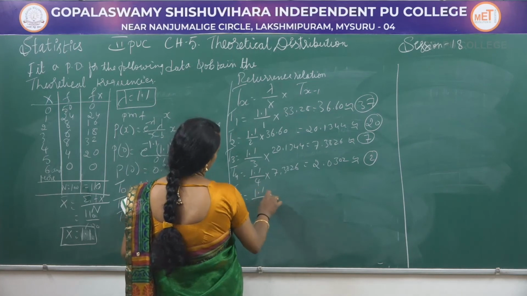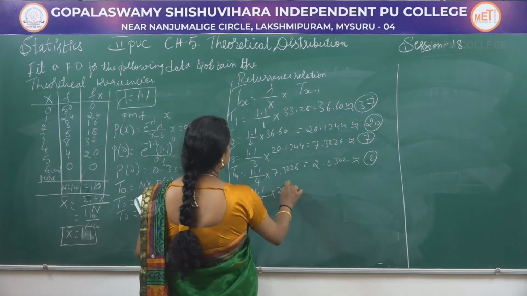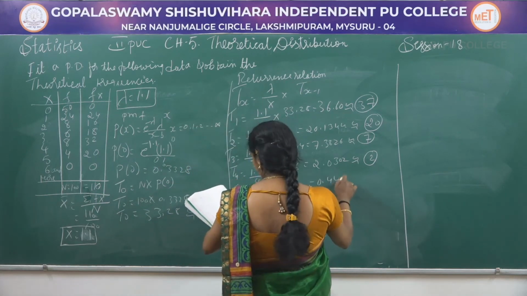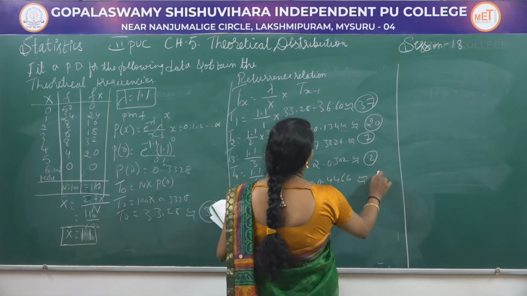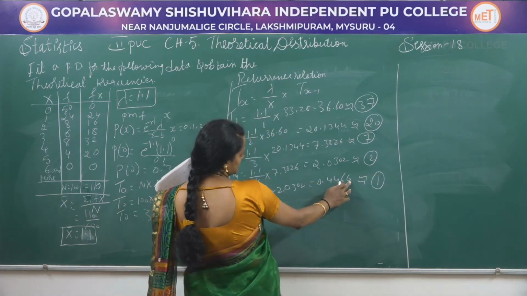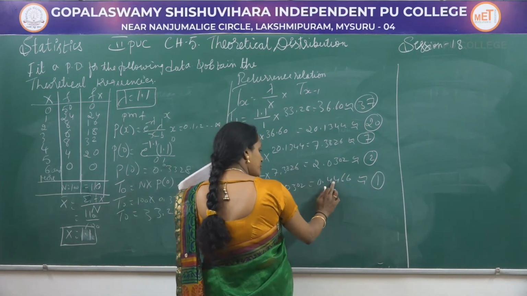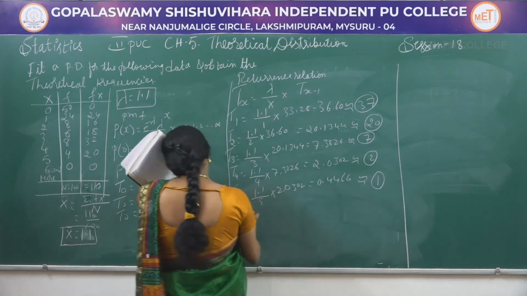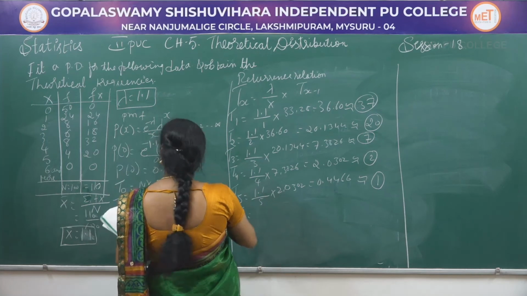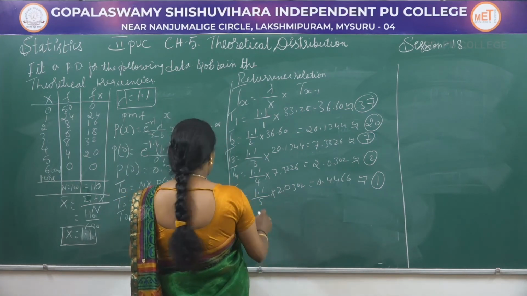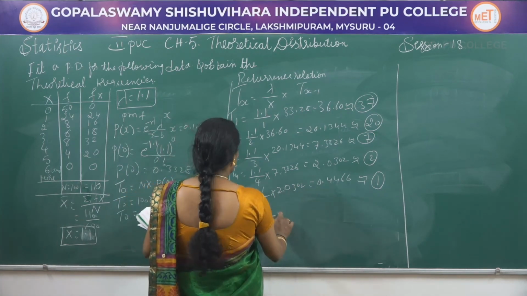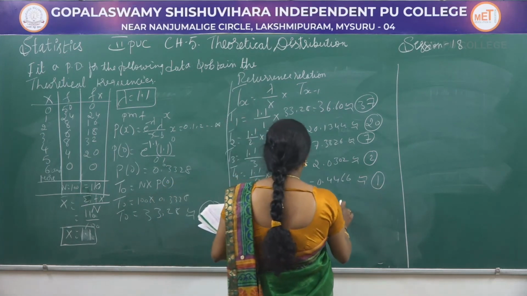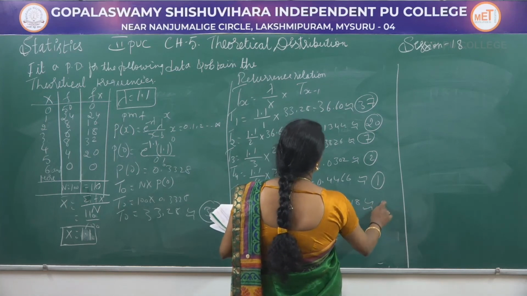T5 is 1.1 by 5 into 2.0302. This is equal to 0.4466. Approximately I will make this 1, because a 6 category is there. If I make this 0.4 as 0.5 and again round, it will be approximately equal to 1, to make the table complete. Next T6 is 1.1 by 6 into 0.4466. This is equal to 0.0818. Approximately it is 0.